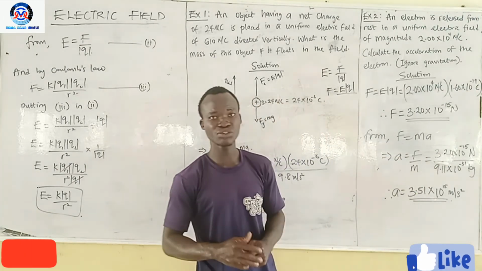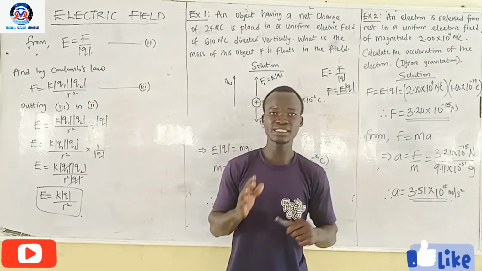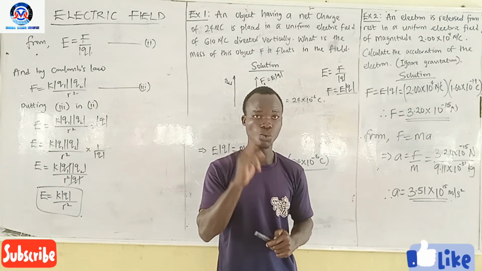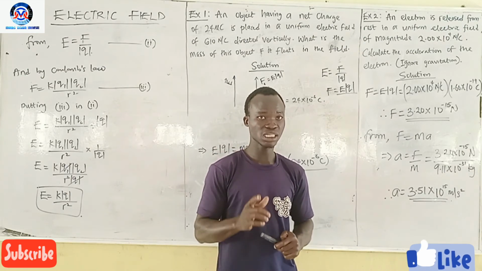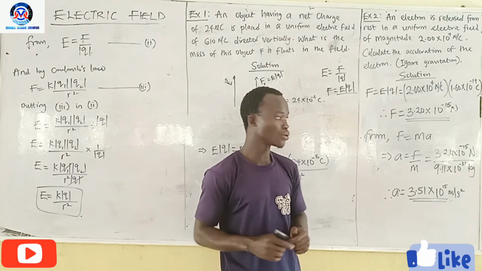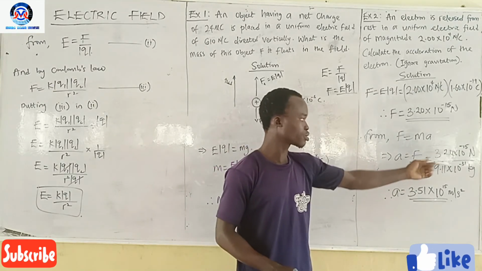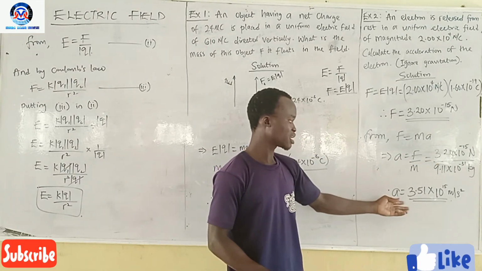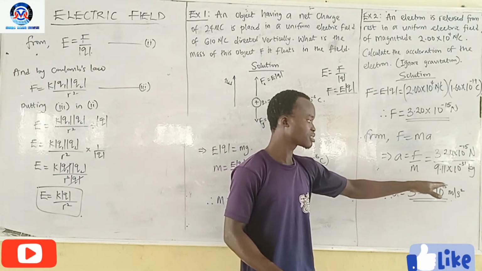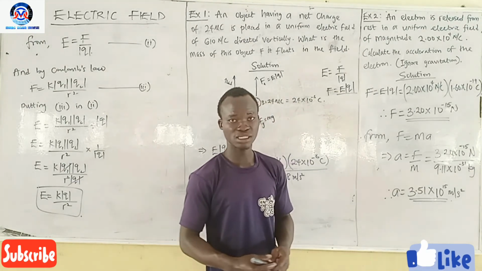The mass of an electron is a constant as well, and that is 9.11 times 10 raised to the power minus 31 kilogram. And by evaluating this on the calculator, we have that the acceleration of the electron is 3.51 times 10 raised to the power 15 meter per second squared.